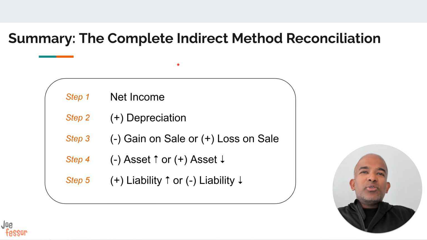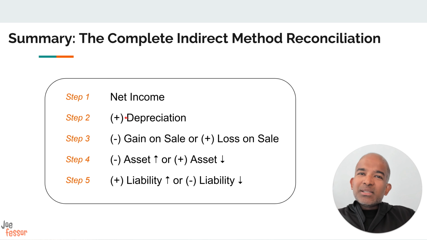We have reached the end of the reconciliation process. This slide brings together everything we've covered into one powerful summary table that you can use as a reference tool. As you look at the table, notice the clear logic. The entire method boils down to reversing the distortions caused by accrual accounting.